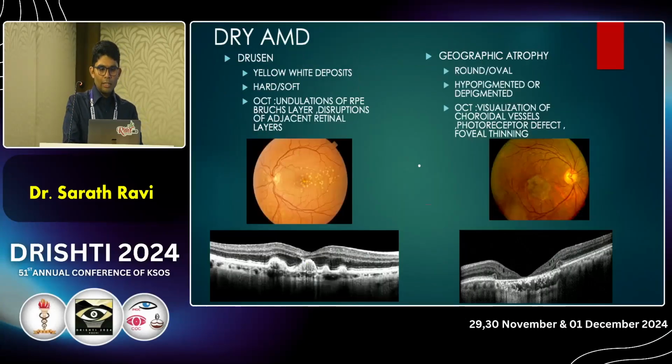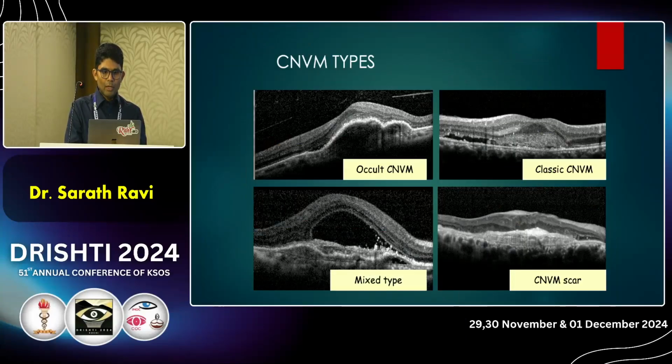Coming on to age-related macular degeneration, drusen appear as undulations of the RPE-Bruch's layer with disruption of adjacent layers, whereas the geographic atrophy appears as a depression of the inner retinal layers as the outer layers are completely lost, and RPE thinning with the loss of ellipsoid zone and increased visibility of the Bruch's and the choriocapillaris. So OCT helps in identification of the activity of the CNVM, the location, as well as the type of CNVM.